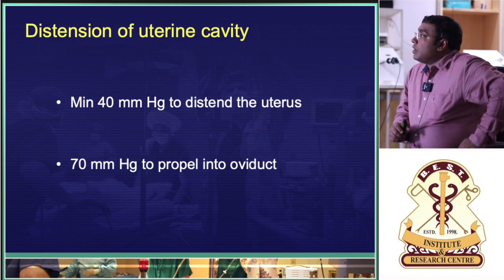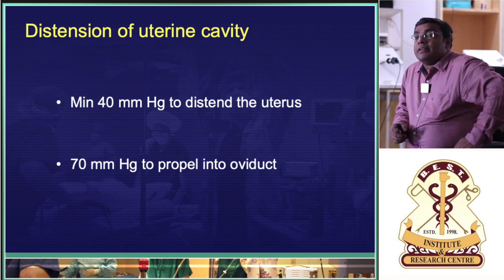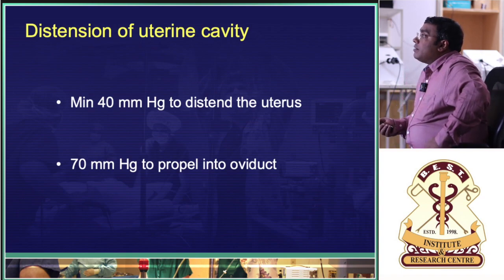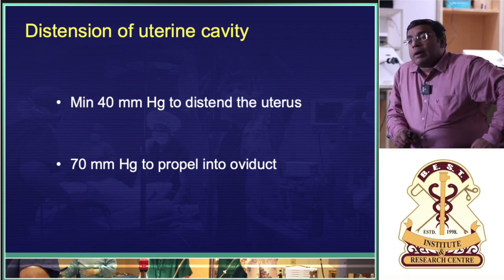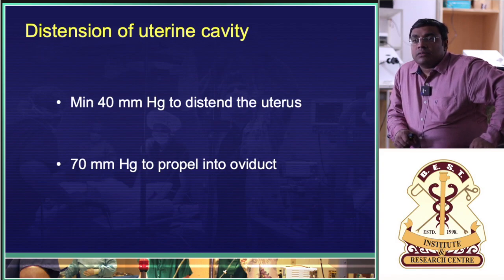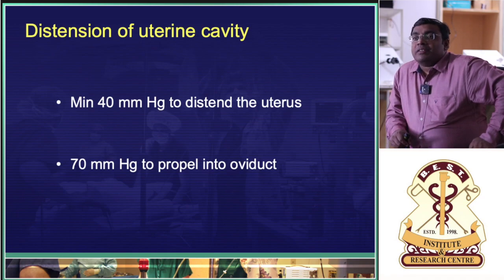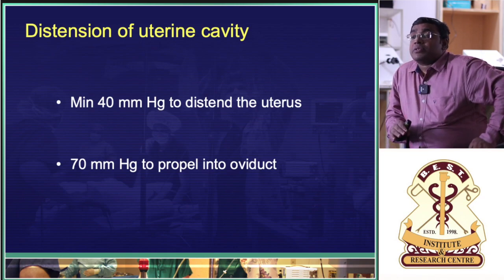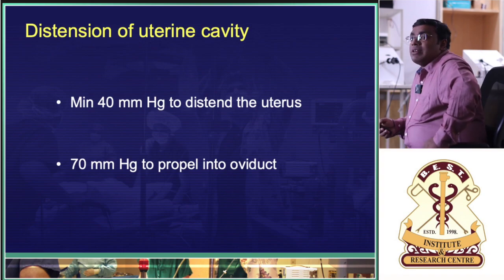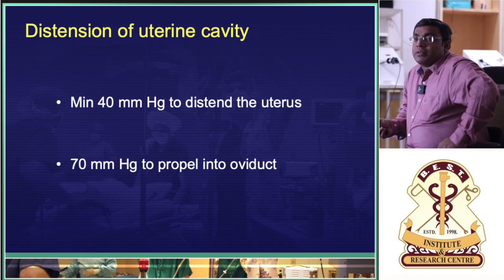If the pressure reaches 70, then the oviduct would open and fluid would go through it. So what will happen if it opens up? If you are doing an office based hysteroscopy, the patient will have pain. So you should make sure that the pressure is less than 70, or else she will not allow you to do hysteroscopy.